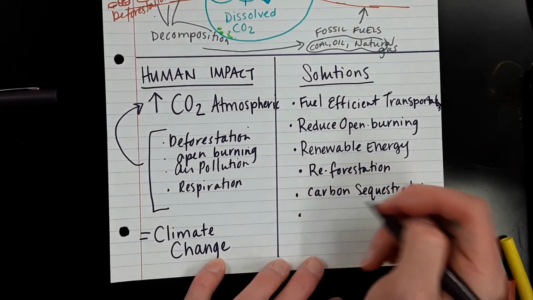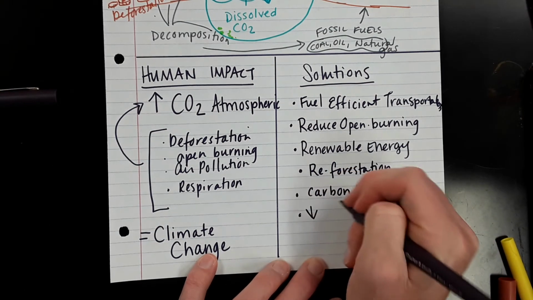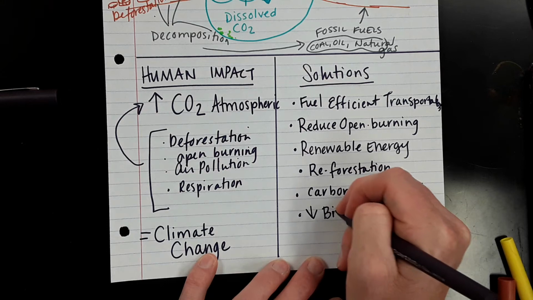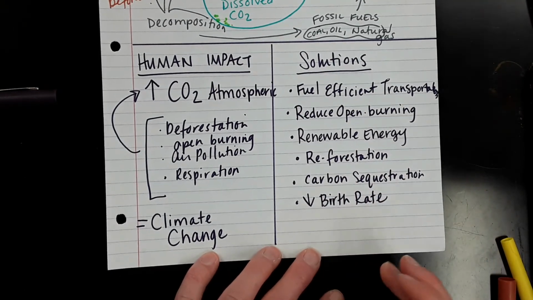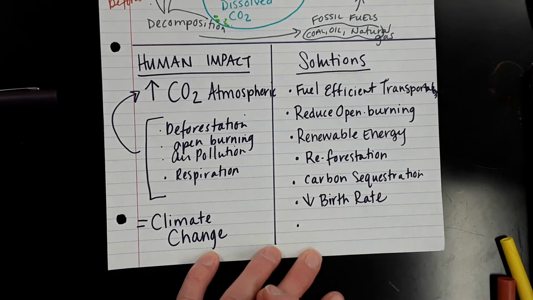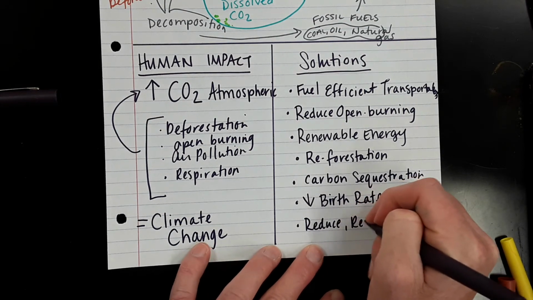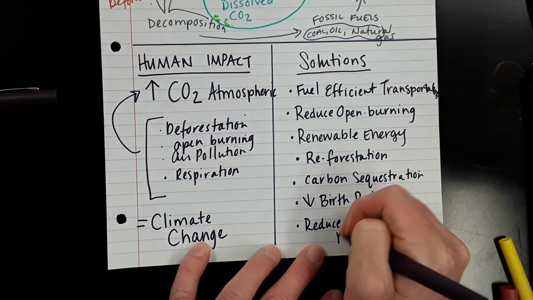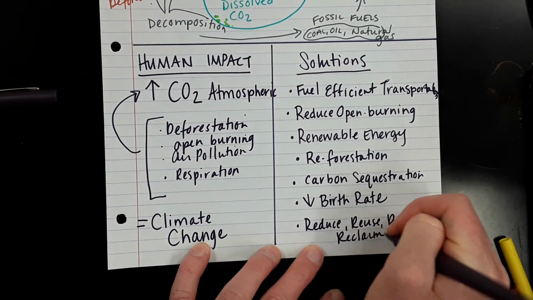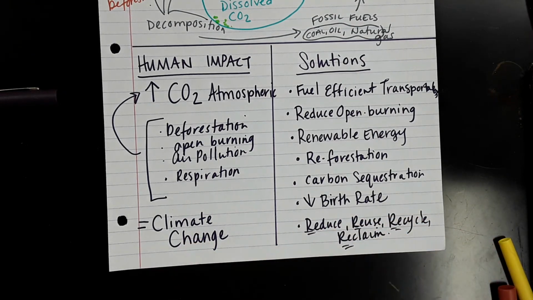Another thing is the more people there are, the more energy and resources we use. So this is really important that we decrease the birth rate so that we have fewer people using fewer resources. And then you guys can think of those same 4 R's, the good old reduce, reuse, recycle, and reclaim. Okay? The 4 R's are always important. So less of anything is good for the environment, and it also saves money.